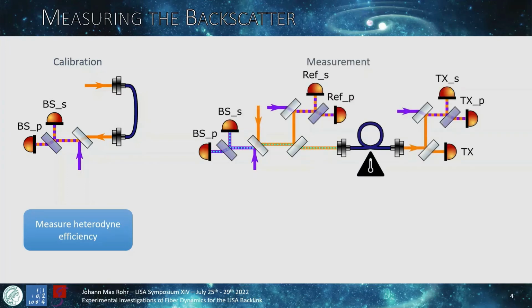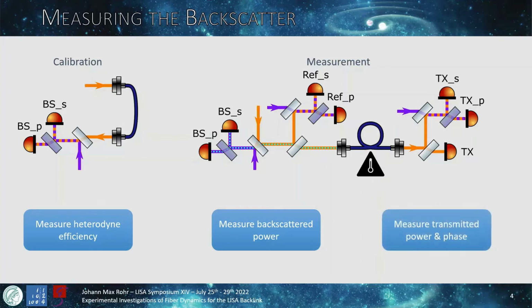The second step is the measurement of the backscattered signal. The signal generating beam is now sent through the fiber in the nominal direction, and the backscattered light, here in the cyan dotted line, interferes then with the local oscillator. We also measure phase effects of the transmitted phase by comparing the transmitted signal to a reference interferometer.